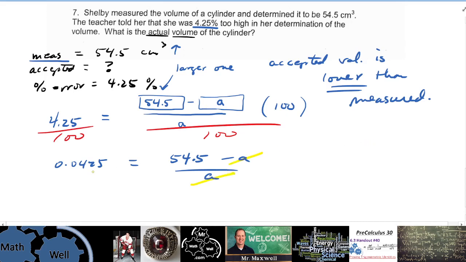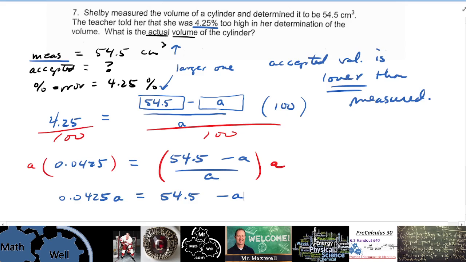I've got 0.0425 equals 54.5 minus... No, that doesn't work. You can't do that in math, just for those of you that are wondering. What we want to do here is get rid of the denominator A, so I'm going to multiply both sides by A. Again, I'm showing you every step so that you can do this very methodically and not make any mistakes. This is the way I teach math: you show your steps, you don't make mistakes, and you're confident about your answer.